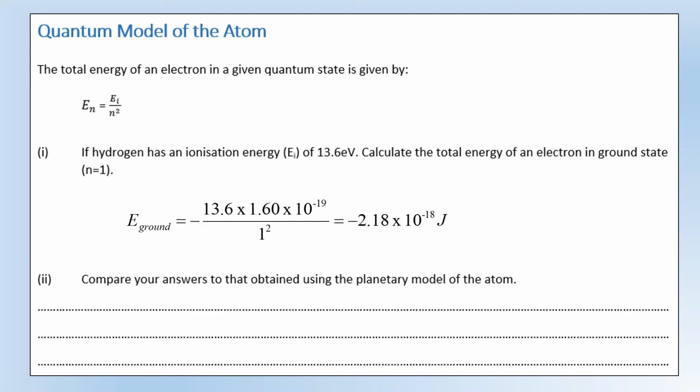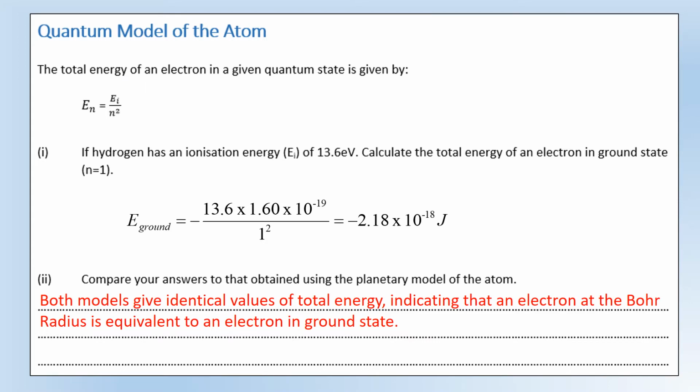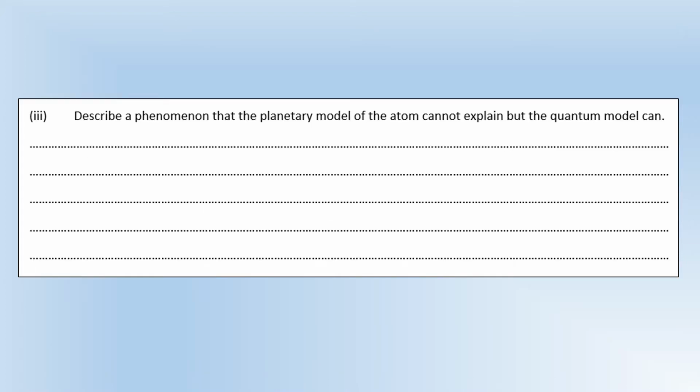So that's fairly straightforward. We first need to convert the electron volts into joules, and then we just need to divide it by 1 squared and times it by minus 1, and it comes out as minus 2.18 times 10 to the minus 18. So comparing that to our previous answer, both models give us identical values of energy, indicating that an electron at the Bohr radius is equivalent to an electron in ground state, because they have the same amount of energy.